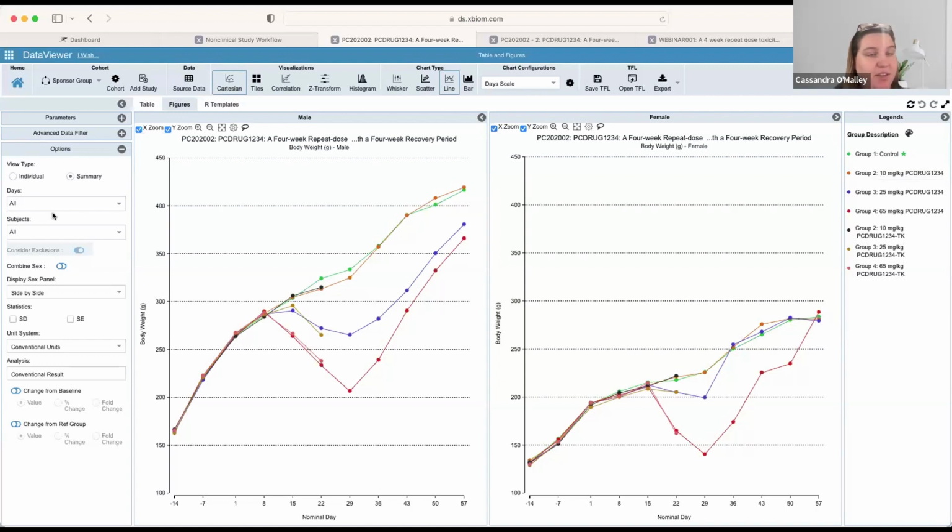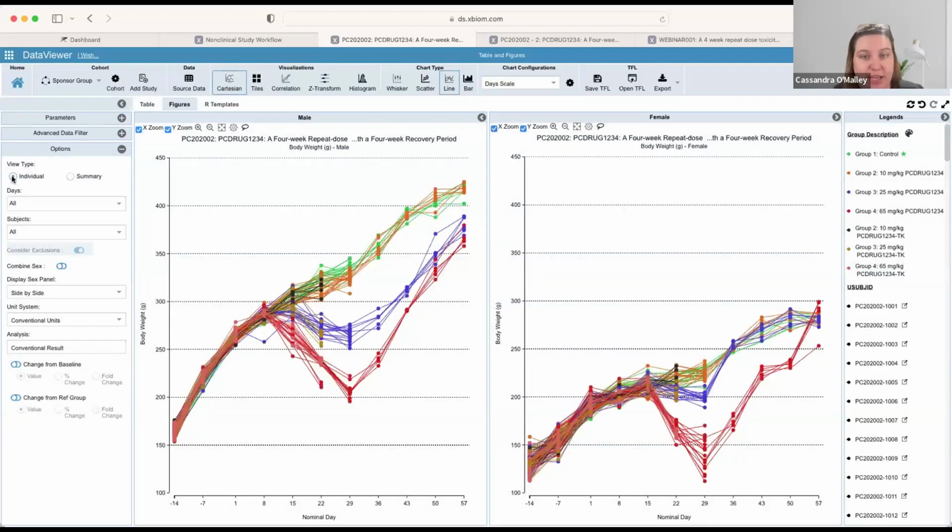There's a set of options on the left-hand side of the screen, and we can toggle between a few different types of settings. I'm going to switch over to individual records, and this is how we can evaluate the SEND dataset by visual inspection. So when I switch to the individual, you can see that there's a lot more lines. This is going to represent all of the subjects as opposed to all of the groups.